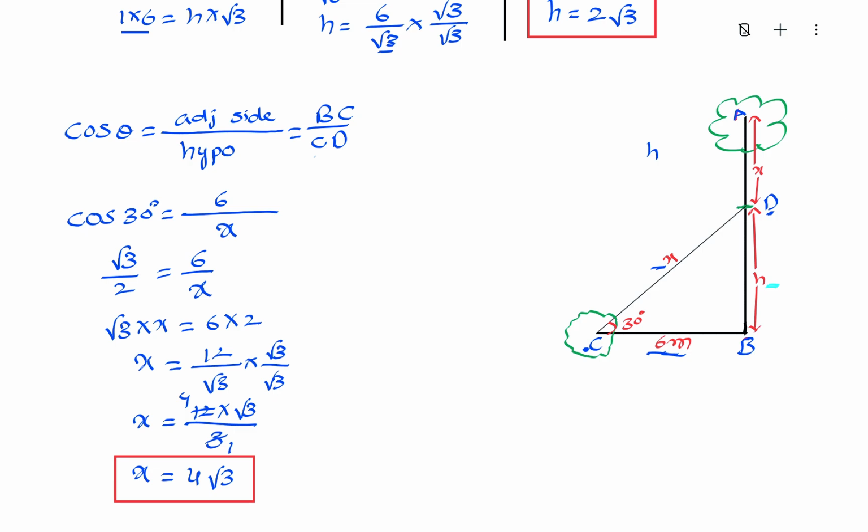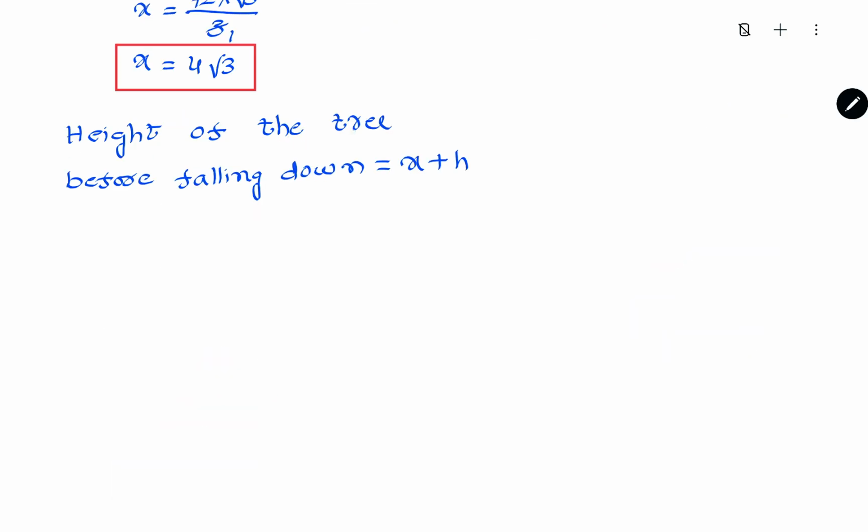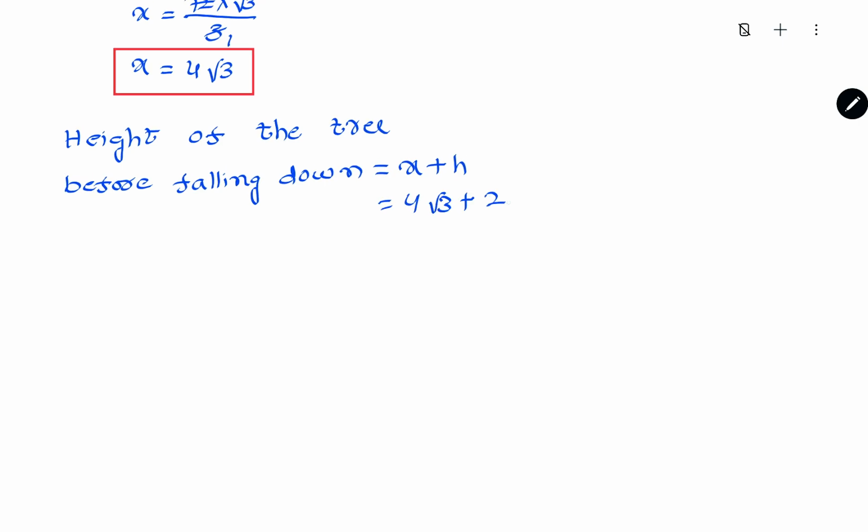Now we found the x value and the h value. If we add these two values, then we find the total height of the tree. Height of the tree before falling down is equal to x plus h. We know x is 4 root 3 and h is 2 root 3. Here 4 root 3 plus 2 root 3 is 6 root 3. This is the height of the tree before falling down.